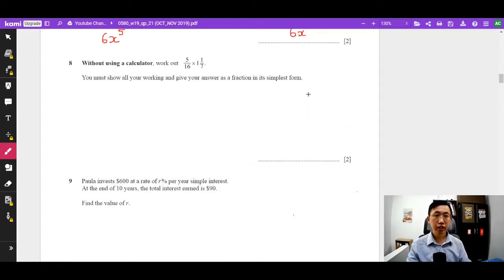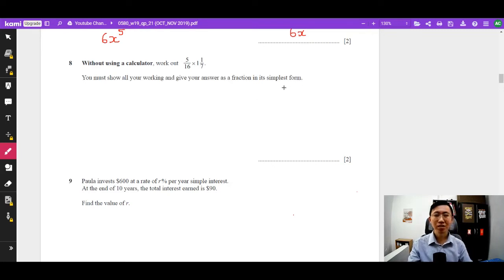Okay, so we are doing question 8 now. Without using a calculator, work out 5 over 16 times 1 over 7. You must show all the working and give your answer as a fraction in the simplest form. A lot of students, when they see this kind of question, ask why is it without using a calculator when this exam paper is supposed to be a calculator based paper? So I want you to use it, okay?